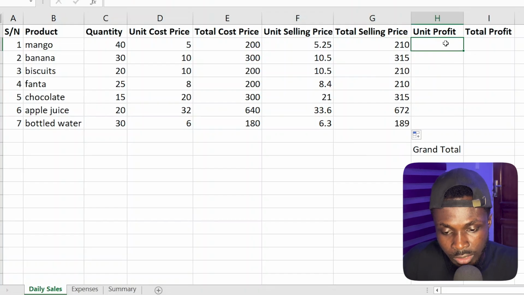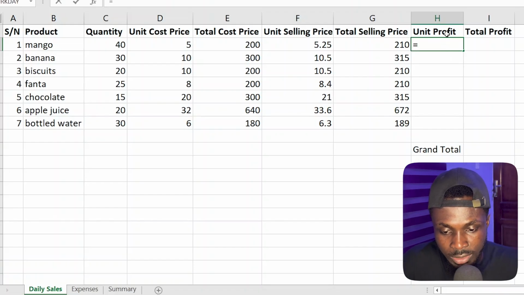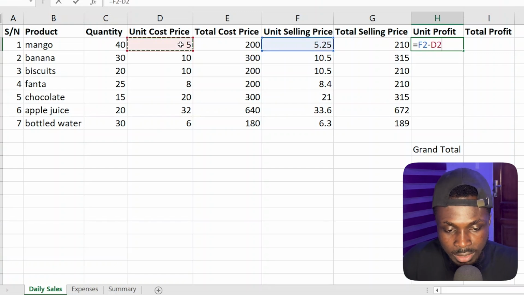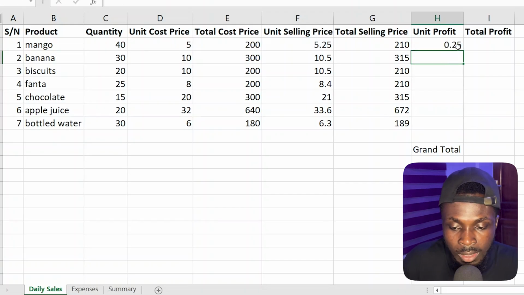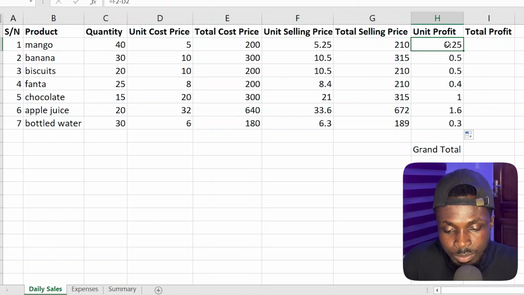If I want to find the unit profit, that is the profit for an individual product, I'll just press the equal to, and then select the unit selling price minus the unit cost price. That will give me the unit profit. So I'll press the enter key and then I'll come here and double click. Okay, so this means that for each product, we will have these profit margins.